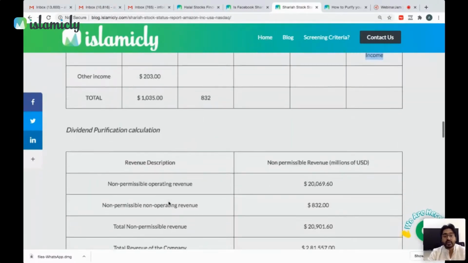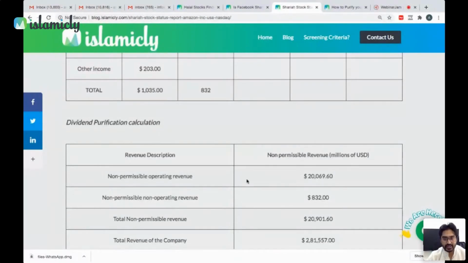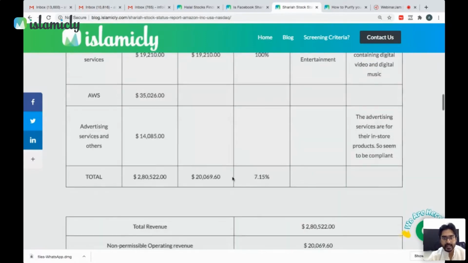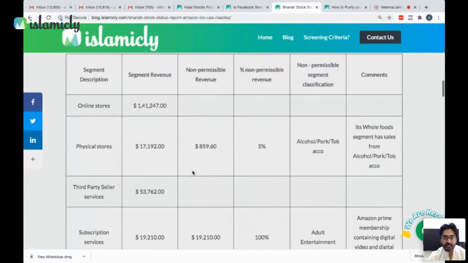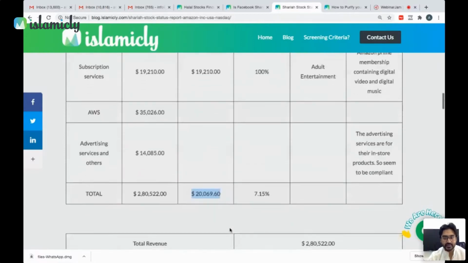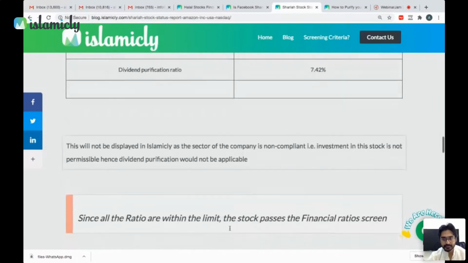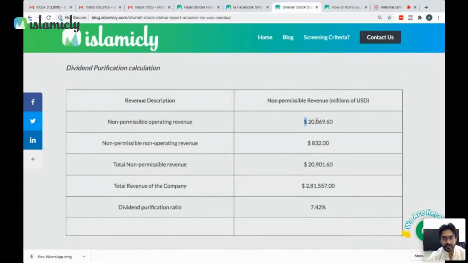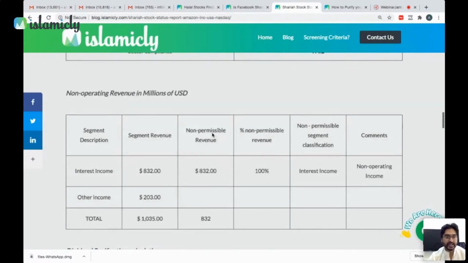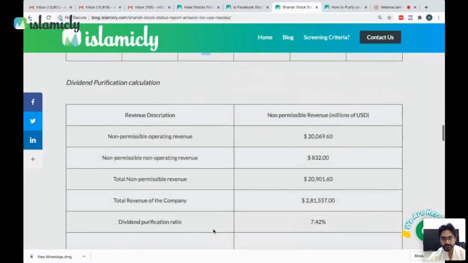So let's figure out the dividend purification. All right. So as you can see, the non-permissible operating revenue is $20 billion. Where did this figure come from? Let me go up and show you again. It came from here, which is essentially the non-permissible operating income from the company's business activities. So that is considered. It's also considered the non-permissible non-operating revenue. Where did it come from? From non-operating activity. So of the non-operating revenue of the company, we believe $832 million is non-permissible, and that is put up.